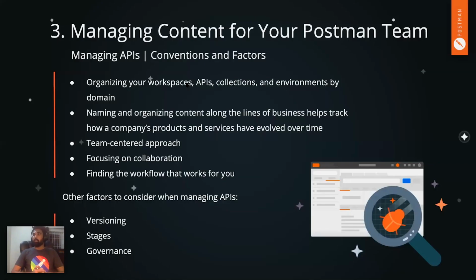Okay. Now that we have a workspace created, the next thing that we need to look at is how we can organize workspaces and other artifacts that are in them, which are APIs, collections, and environments. One place to begin when thinking about how you organize your collections, environments, or workspaces is by following a domain-driven design approach. The next thing would be to look at naming or organizing content along the lines of business. This might be a great way to track how companies' products and services have evolved over time.